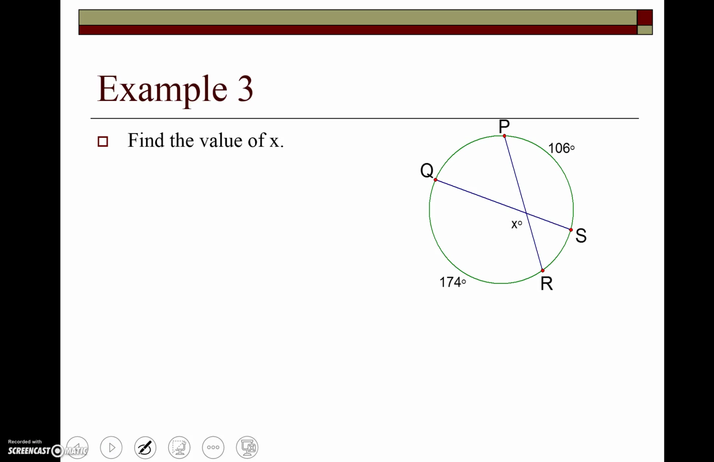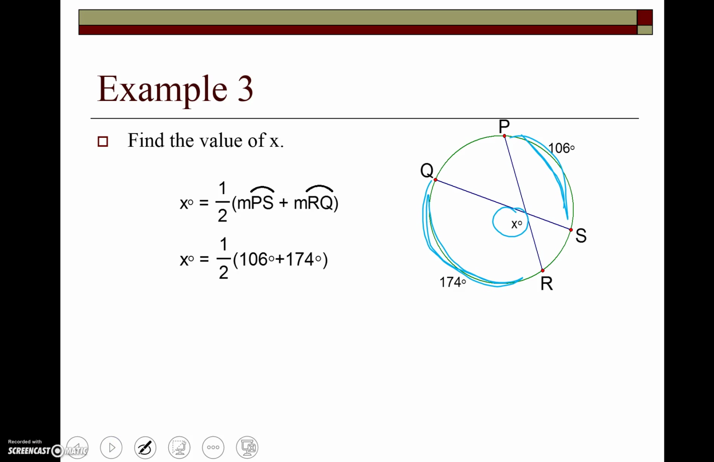Moving on, let's use that as an example. I'm looking for this angle x here, and I see the two arcs that are associated with that. That's the intercepted arc, and then its vertical angle's arc there. So I'm going to add those two up and divide by 2. Let's substitute those values in. I have 106 plus 174 divided by 2. Adding those together, I get 280, and then dividing by 2, I get 140. So the measure of that angle x there is 140.